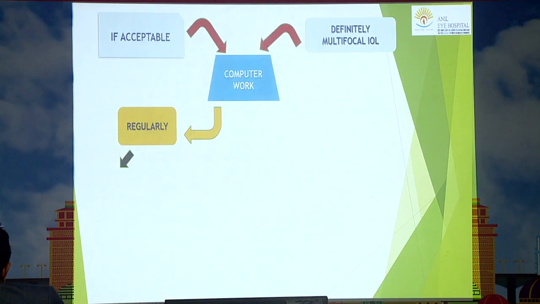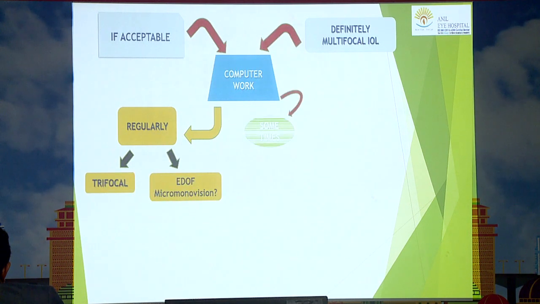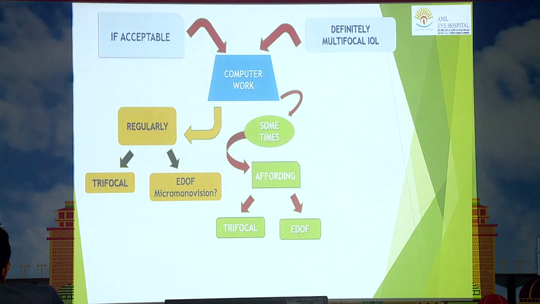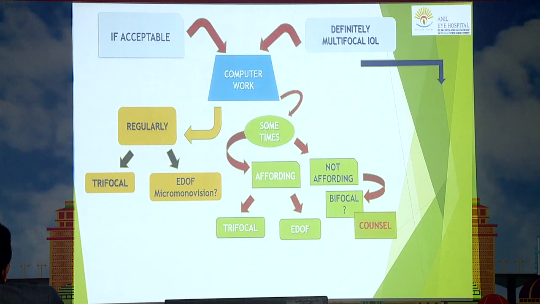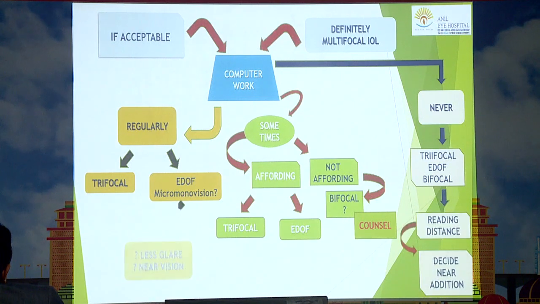So the second question is how much computer work they are doing, because you need to know their intermediate vision. If they are regularly doing that, either you use a trifocal or an EDOF with micro monovision, and if that is only sometimes, then it depends on whether they can afford it or not. And if they are not doing any computer work, then you can use, but there are actually a lot of other things also that need intermediate vision. So given a choice, I would go in with a lens which also would cater to the intermediate vision.